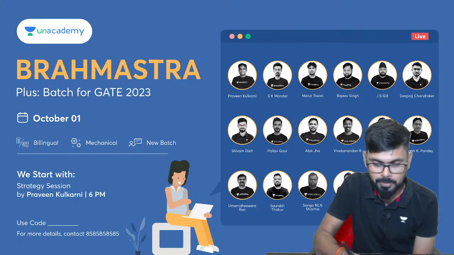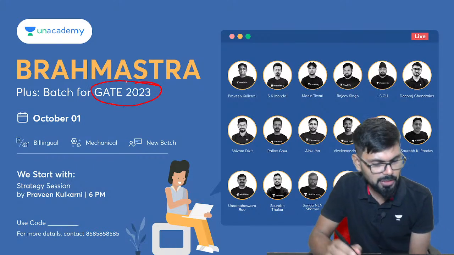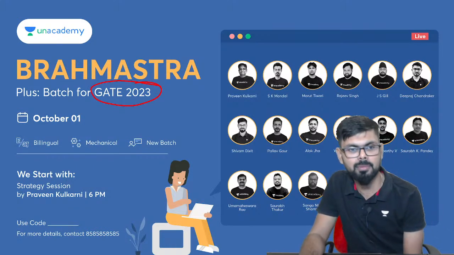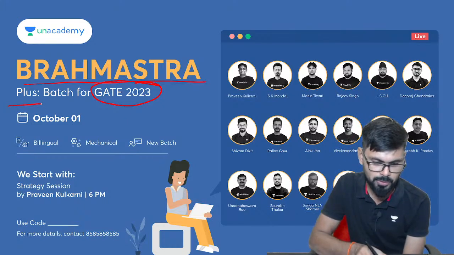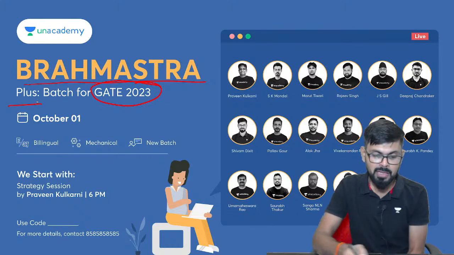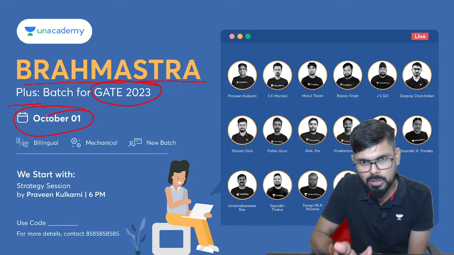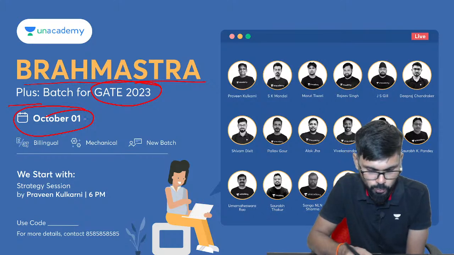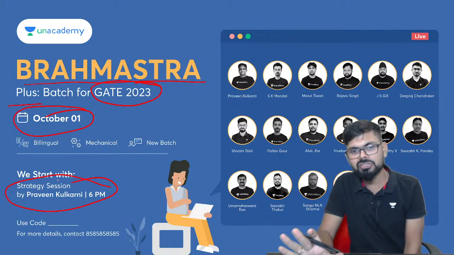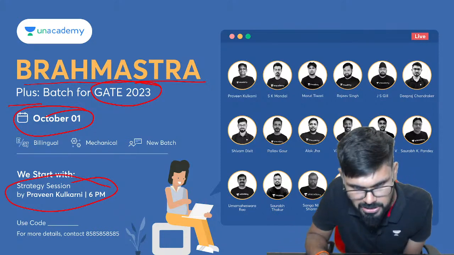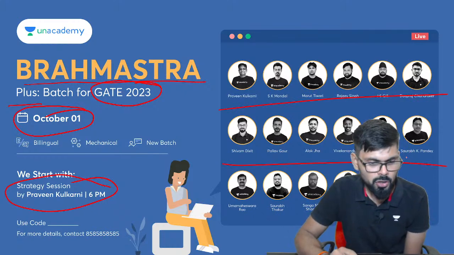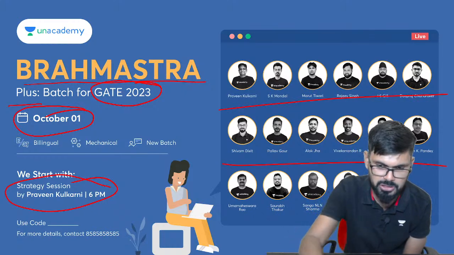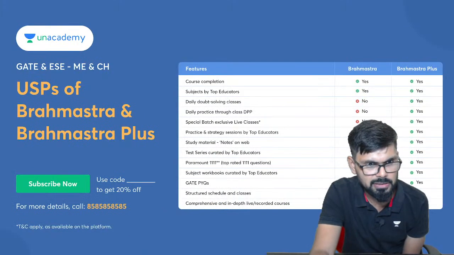Now some people are from GATE 2023, so they are worrying, what about me, sir. So for you, one Brahmastra Plus batch is launched just 2 days before, on October 1st. Kulkarni sir started that session basically. This Plus Brahmastra batch is basically a plus course. Here all the topmost faculties are going to teach, so you have to attend this class.